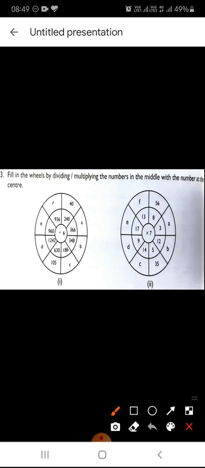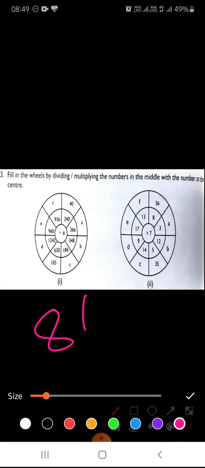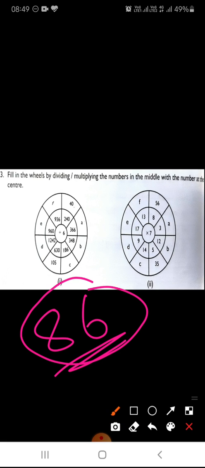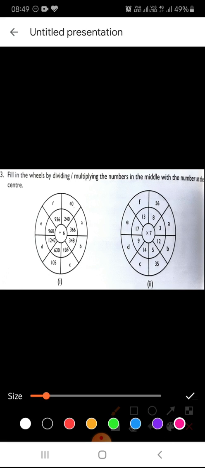Something was your homework and some you have to do. I have already given you. Now we have to start from question number 13, that is on page number 86. All of you open page number 86 of your maths workbook. Question number 13 we have to start.